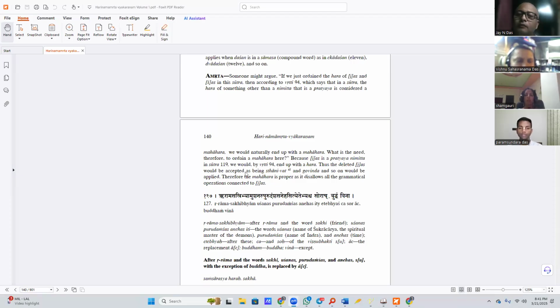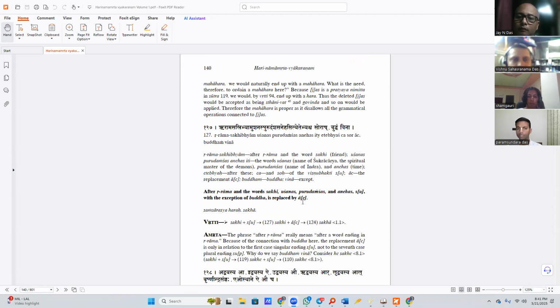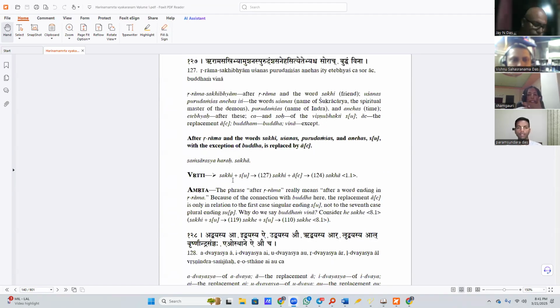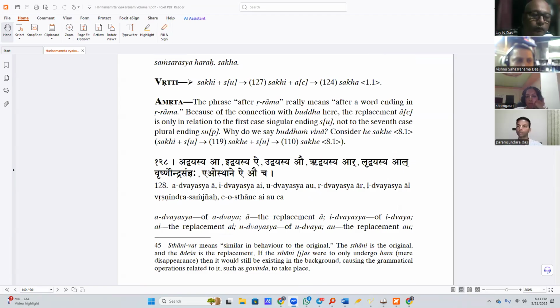We began doing the Sakhi Shabda last time, and we even did the first form, which was Sakha. Then earlier we had the Govinda Sangya, right? Idvaisa A, Udvaisa O, Ridvaisa Ritvaisa Al, Govinda Sangya previously. And now this is Vrishnendra Sangya. They look similar, but they are different.